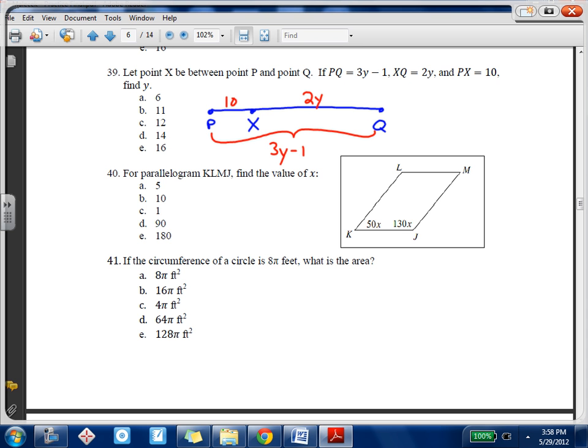It's the same concept as the last problem. It's that the part plus the part equals the entire thing. So the part is 10 plus 2y. Part plus part equals the whole. Well, the whole is 3y minus 1. Once you set up your equation, it's simply algebra. So we'll subtract 2y from both sides. These will cancel. We get 10 equals y minus 1.